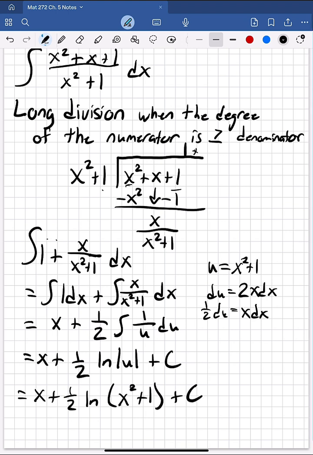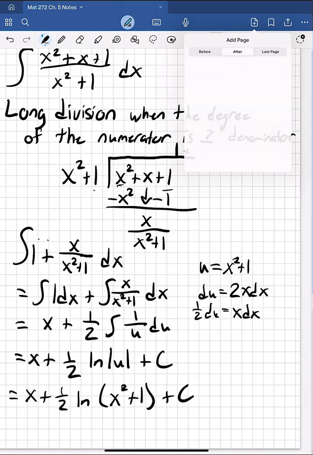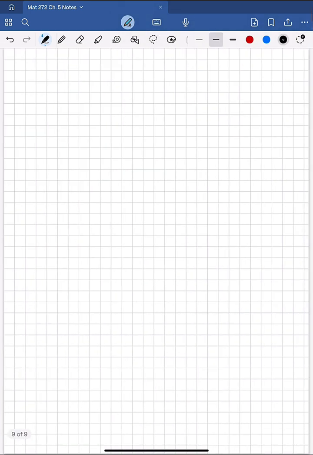Okay. So the long division part of that was just another tip or trick to be able to simplify our function before we integrate it, and then I used u du substitution and natural log to be able to find the integral. Okay. So now let's look at some integrals of trig functions.